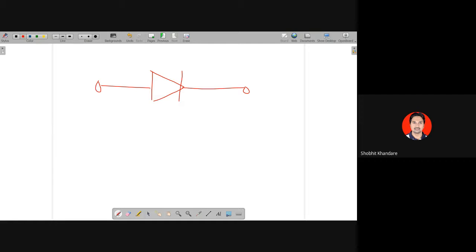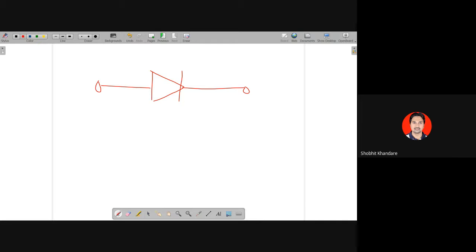Because maine bataya tha ki your digital circuit may also contain diode, may also contain BJT. Why so? Because both of this diode and BJT is working as a switch. They follow the switching characteristic. And what do you mean by switching characteristics? Either one or zero.